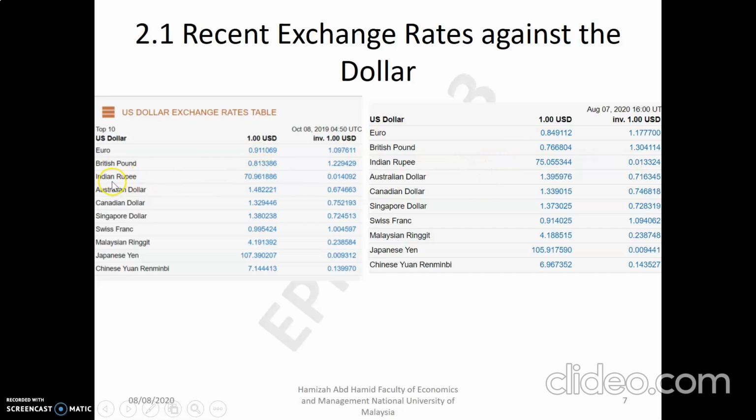But another interesting example is the rupee. Yeah, 70 rupee for a US dollar. But in 2020, 75 rupee for a US dollar. So now the US dollar is strengthening against the Indian rupee. And in reverse, the Indian rupee is depreciating against the US dollar. So this is how you quote international exchange rates.